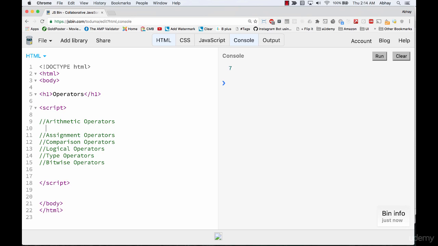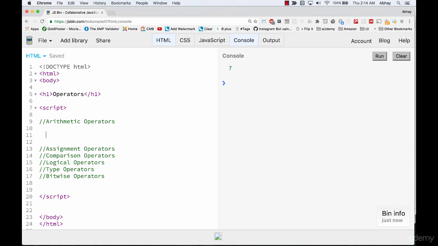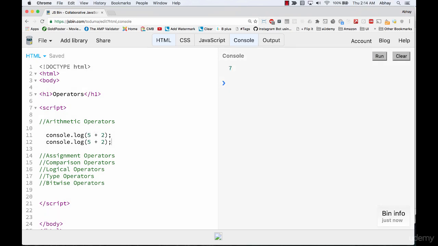Let's get started with the arithmetic operators and try to see an example. Here, as you can see, we did a simple addition and got the output as 7 for 5 and 2. Now, what are the other types of operators that we have? The other operator that we have is the subtraction. So, if we run this, we should get an answer 3. So, 5 minus 2 is 3.